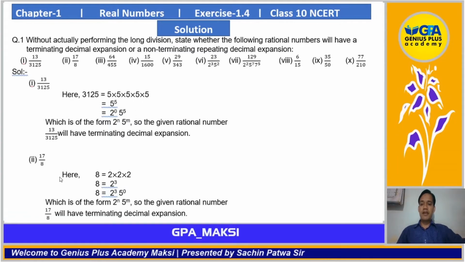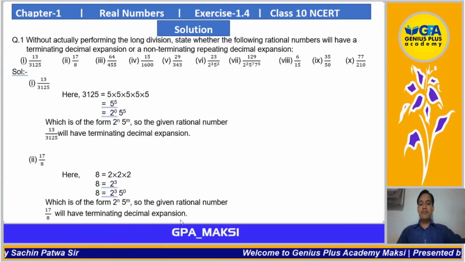Here the prime factorization of 8 is 2 into 2 into 2, that means 2 raised to 3. So 2 raised to 3 into 5 raised to 0. Once again we take another number, 5 raised to 0, because 5 raised to 0 is 1. So once again our denominator is changed into the form 2 raised to n, 5 raised to m. So the given rational number 17 by 8 will have terminating decimal expansion. Pause the screen and note it.